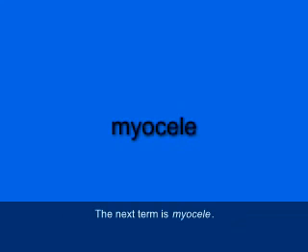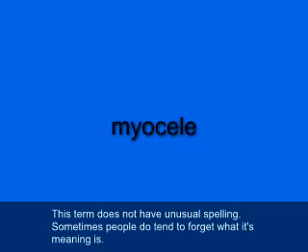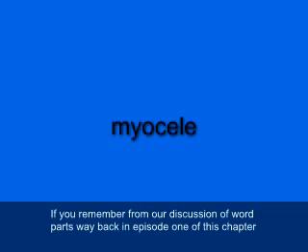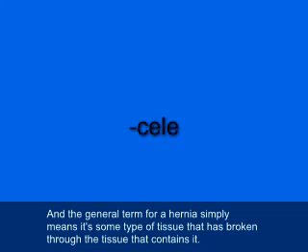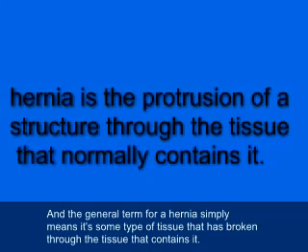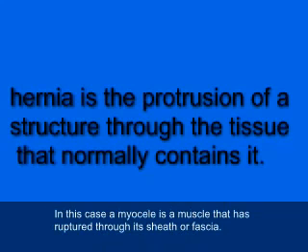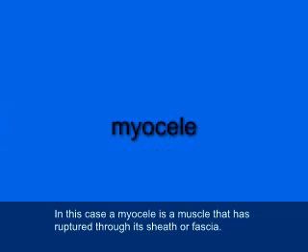The next term is myocele. This term does not have unusual spelling. Sometimes people do tend to forget what its meaning is. If you remember from our discussion of word parts way back in episode 1 of this chapter, -cele is a term for a hernia. And the general term for a hernia simply means it's some type of tissue that has broken through the tissue that contains it. In this case, a myocele is a muscle that has ruptured through its sheath or its fascia.